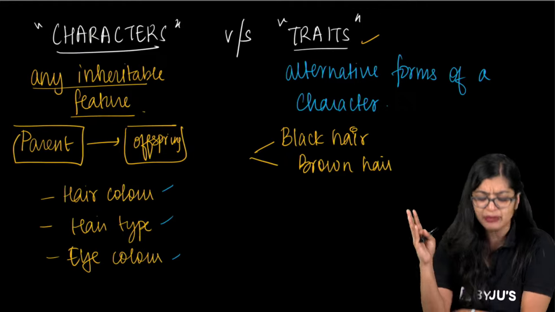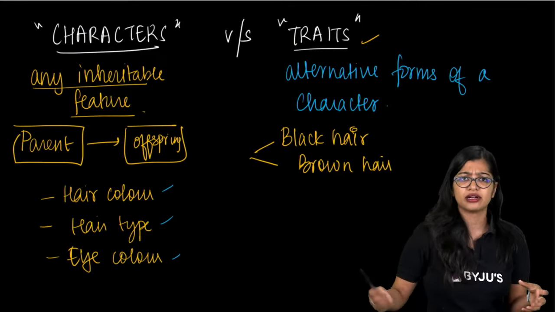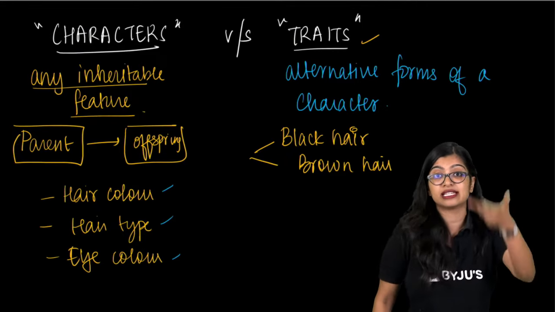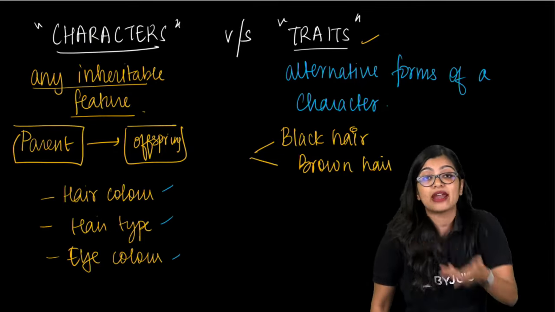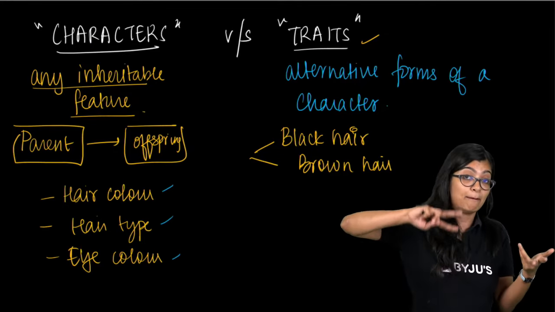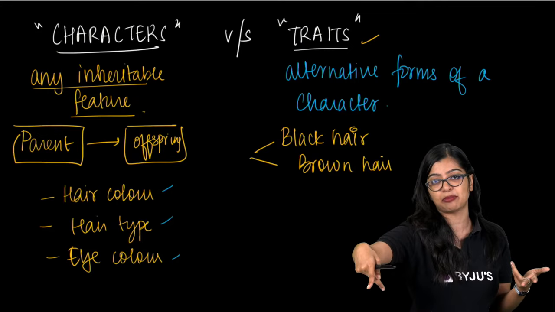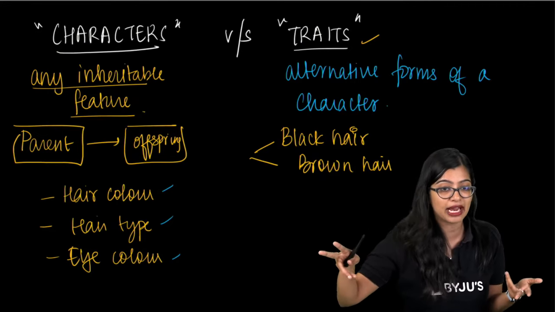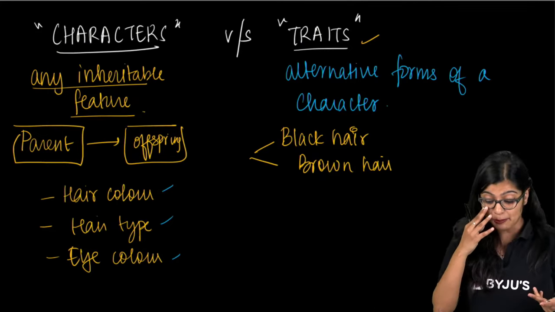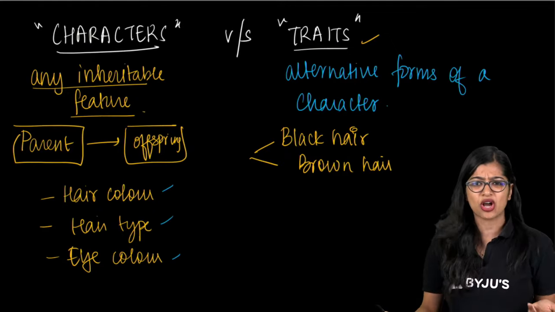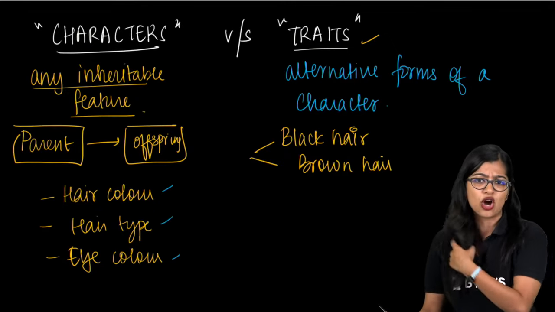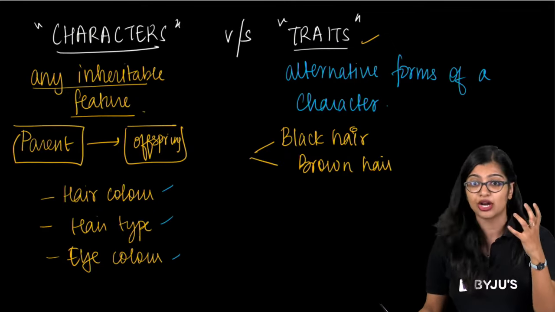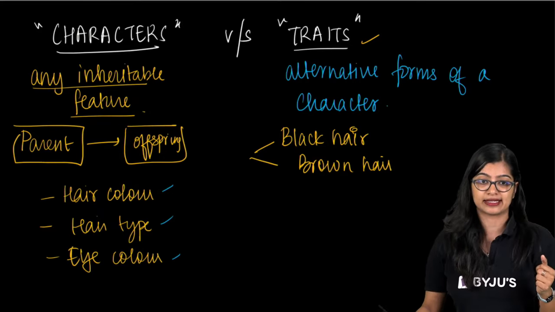Someone was asking me, ma'am, what is the difference between hair color and black color. Hair color is a character. That means it is something that can be passed on from parent to offspring. Black color is actually the trait of that particular individual. So that is the main difference. Some more examples are skin color and maybe earlobes. They are all characters.